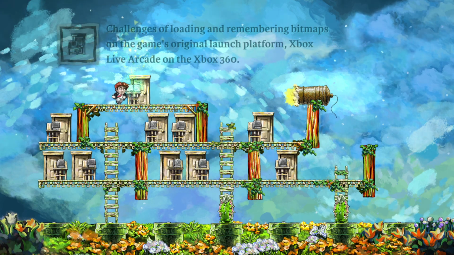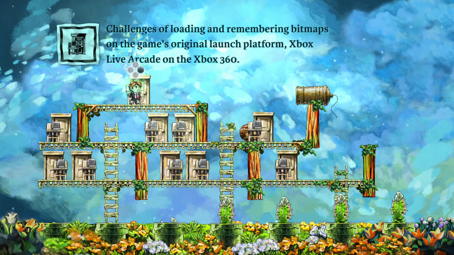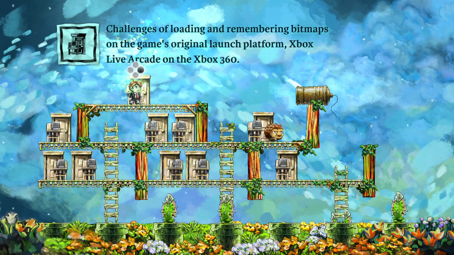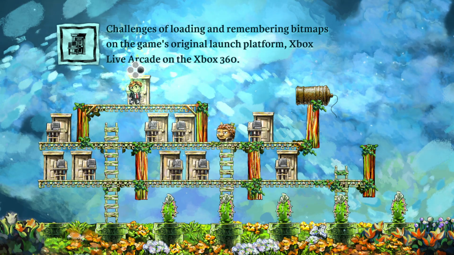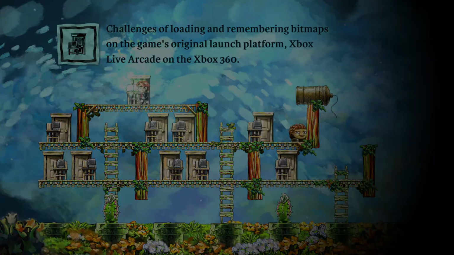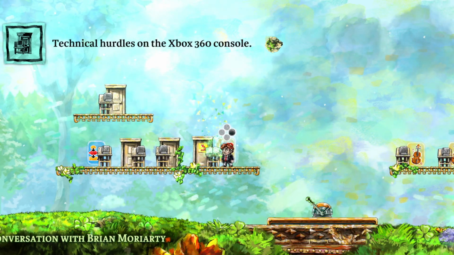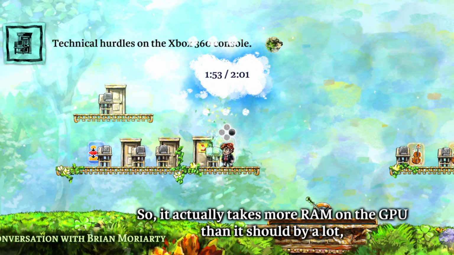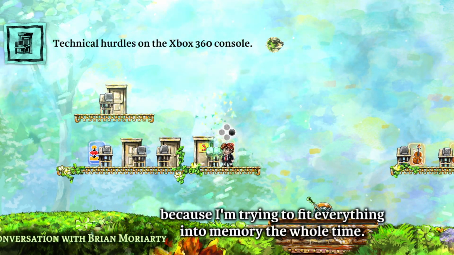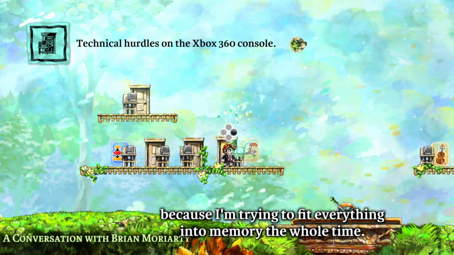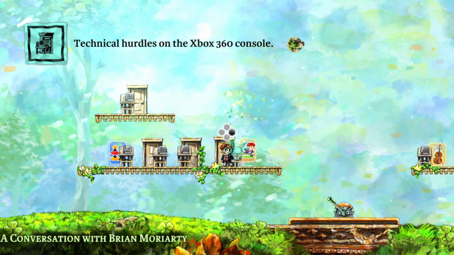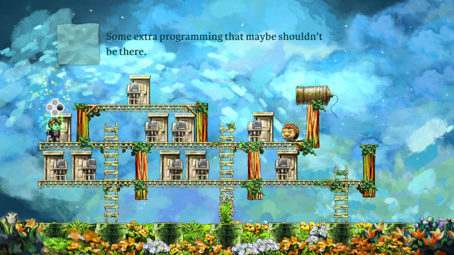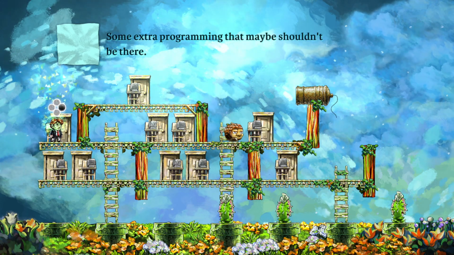That's actually very good advice. Challenges of loading and remembering bitmaps on the game's original launch platform, Xbox Live Arcade on the Xbox 360. That kind of technical hurdle. On the Xbox 360, it used the GPU more than it should by a lot, because I'm trying to fit everything into memory the whole time. So that was fun. That's also in the realm of programming, some extra programming that maybe shouldn't be there.